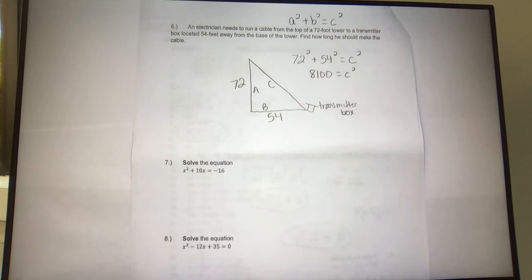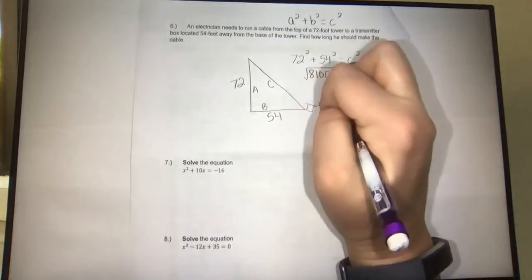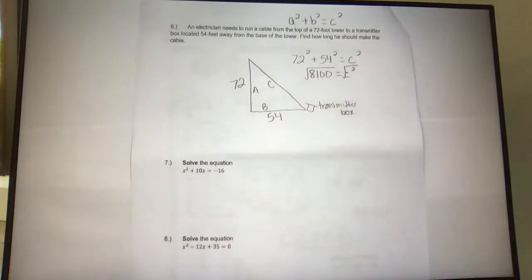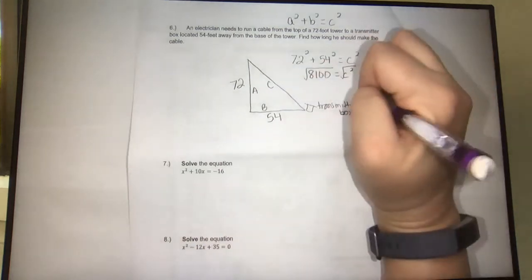Am I done? Is 8100 my answer? No. Now you have to take the square root of both sides. Am I going to have 2 answers? Am I going to have a plus or minus for this tower length? No, because the negative doesn't make sense. You're only going to have the positive. So when you do that, you actually get 90.